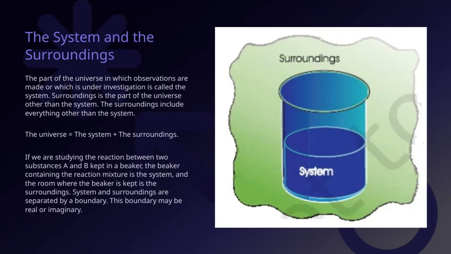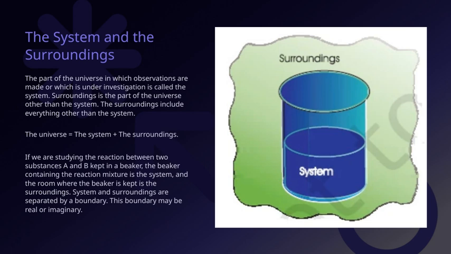Let's consider a simple example to understand the concepts of system and surroundings. Imagine we are studying a reaction between two substances, A and B, inside a beaker. In this case, the beaker with the reaction mixture is what we call the system. It's the part of the universe we're focusing on for our observations. Now, everything outside the beaker, the room where the beaker is kept, is what we refer to as the surroundings. The surroundings include everything else that is not part of the system.